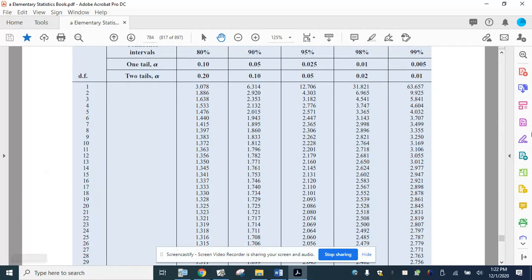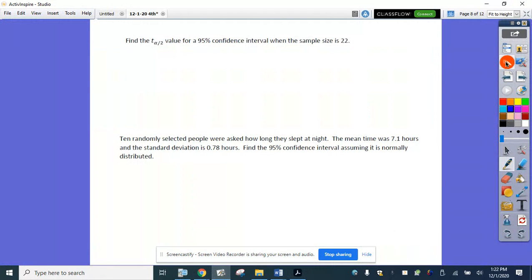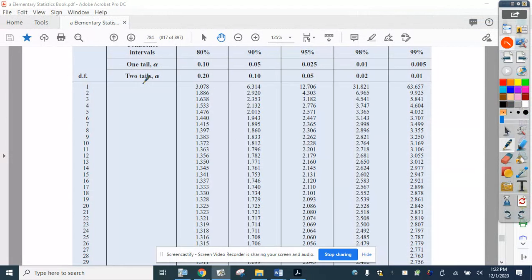Okay, so here's what we're going to do. Get this so I can write on it. All right, so we need to go to, my sample size is 22. So my degree of freedom is 22 minus 1, which is 21. So I need to go to the line that has 21 on it, and then I need to go across on that line where it says 95%.